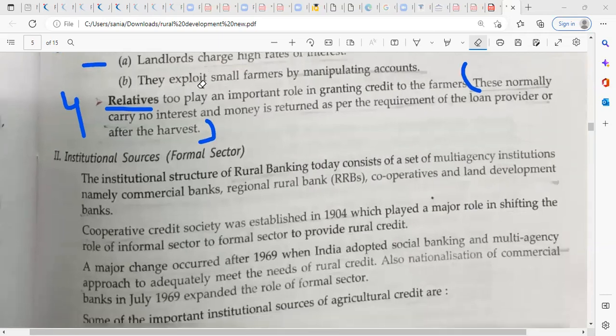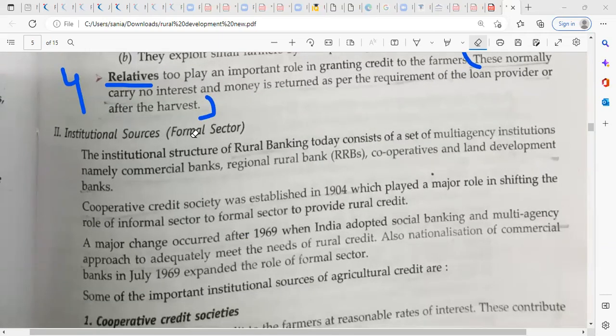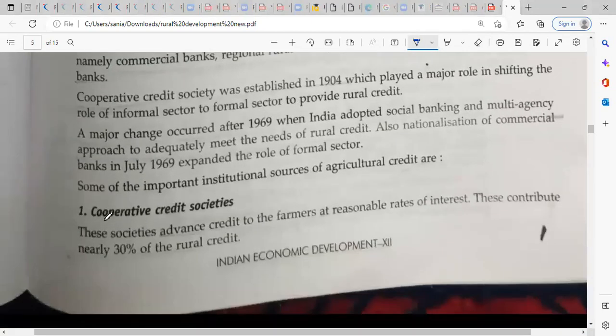Now next is institutional sources. One is your formal sector. Over here, first is cooperative credit society. Ma'am, what is this cooperative credit society? Write this: cooperative credit society was established in 1904, which played a major role in shifting the informal sector to the formal sector to provide rural credit.